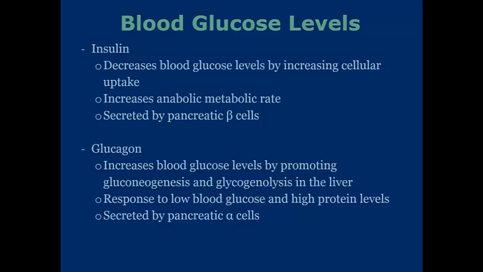They're secreted by pancreatic beta cells. Glucagon, conversely, is going to increase blood glucose levels by promoting gluconeogenesis and glycogenolysis in the liver. This is a response to low blood glucose levels and high protein levels, and it's secreted by pancreatic alpha cells. As you can see, the mechanism of action that these two hormones are going to create are exactly opposite to each other, hence why they're called antagonistic reactions.